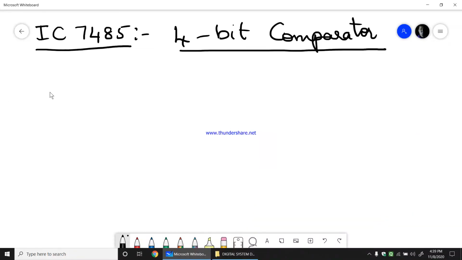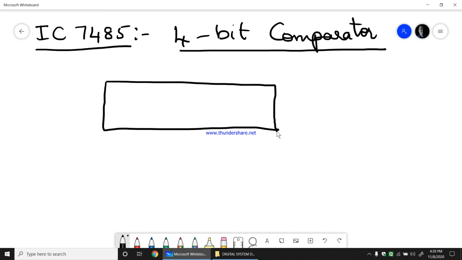Okay students, now we'll see how to use an IC7485 to design the comparators. Normally IC7485 is a 4-bit comparator. So I'll just write the structure of the IC7485 diagram. What are the pins that we have? It's an IC which does 4-bit comparison.